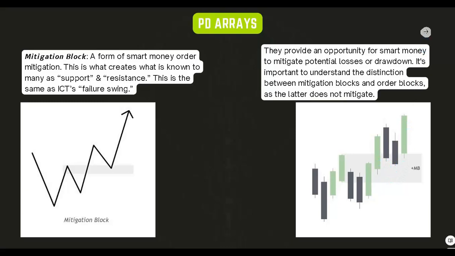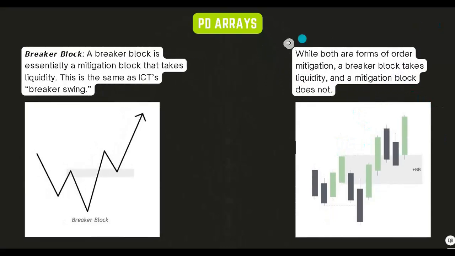Mitigation blocks provide an opportunity for smart money to mitigate potential losses or drawdown. It is important to understand the distinction between mitigation blocks and order blocks, as the latter does not mitigate. It says order blocks right here, but I meant to say there's a distinction between mitigation blocks and breaker blocks. Breaker block. A breaker block is essentially a mitigation block that takes out liquidity. This is the same as ICT's breaker swing.